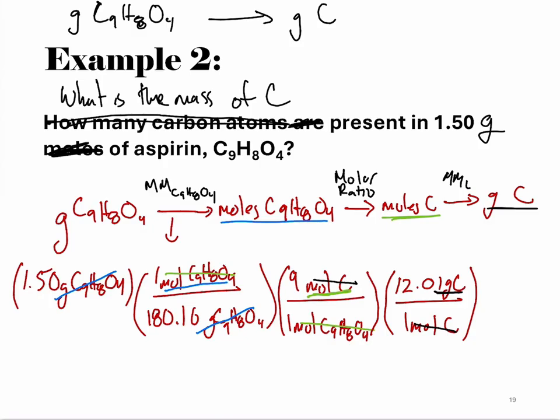So we get 1.5 times 9 times 12.01 divided by 180.6 divided by 1. So that gives me 0.900 grams of carbon.